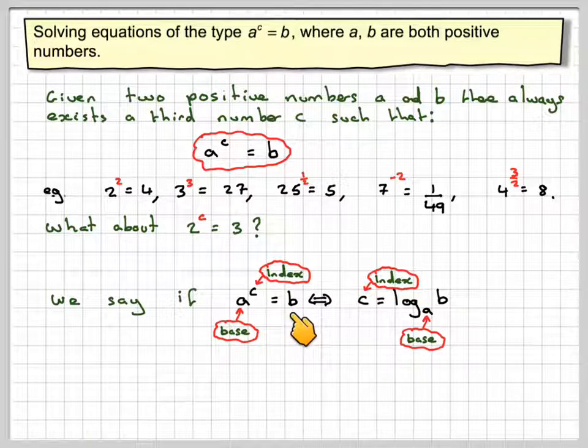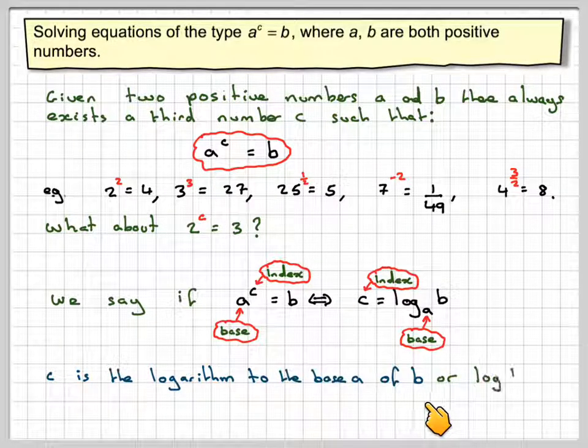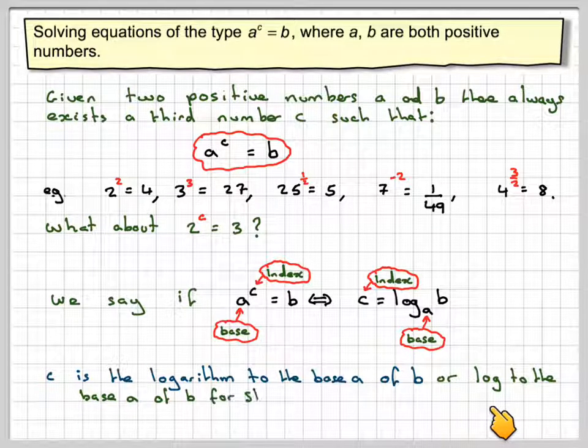Being given that, and being able to write it like that, is quite important, or given that, can you write it like that? Those two transitions are quite important. That implies that, and this implies that, and being able to manipulate that is quite important when we're beginning logarithms. So we say that c is the logarithm to the base a of b, or log to the base a of b for short.